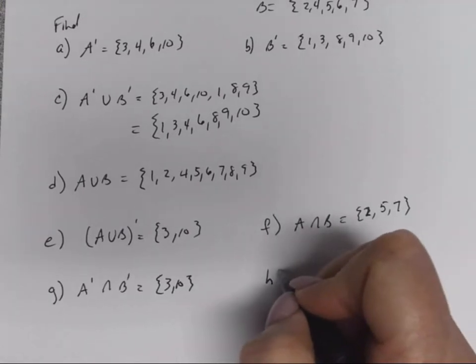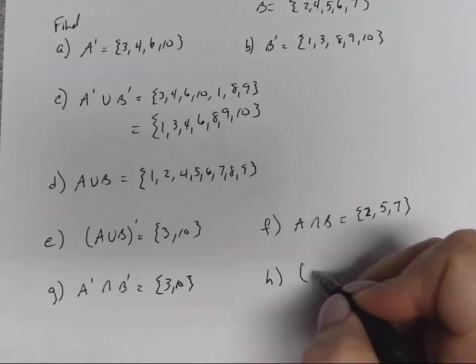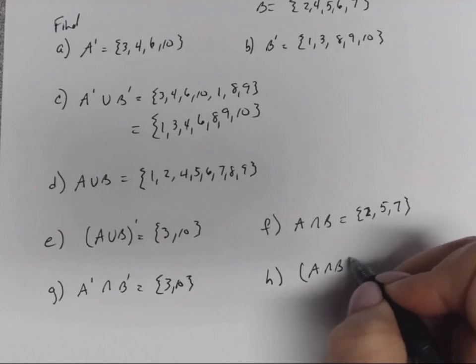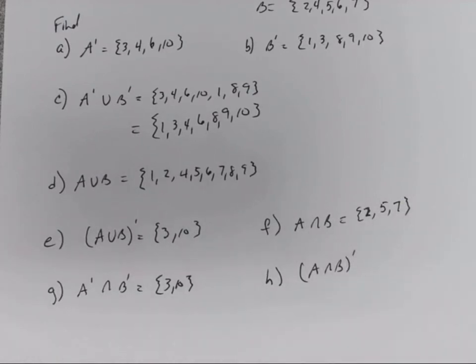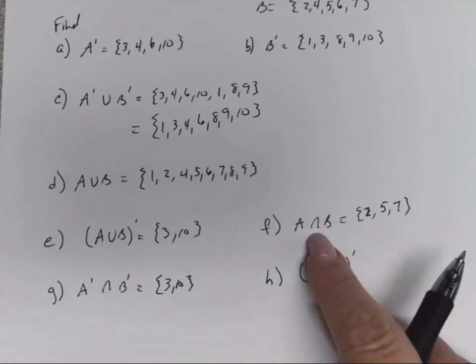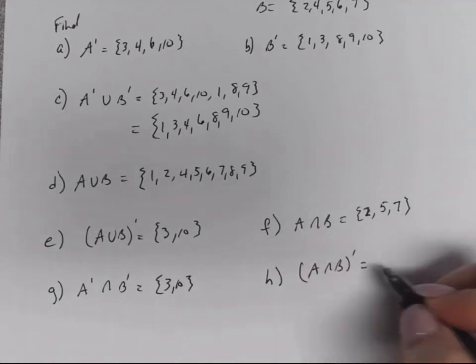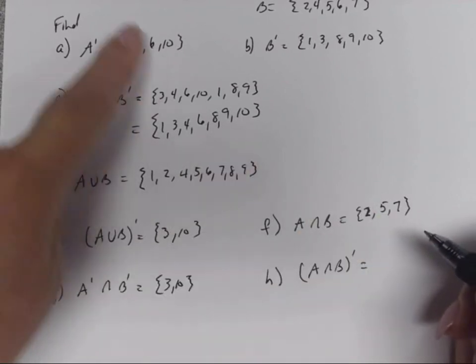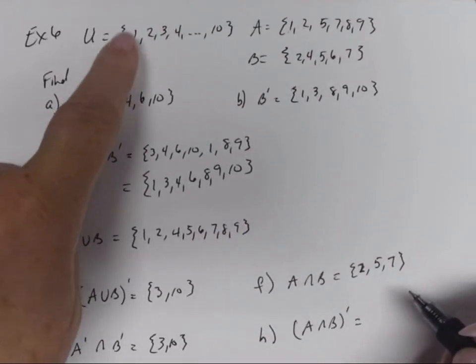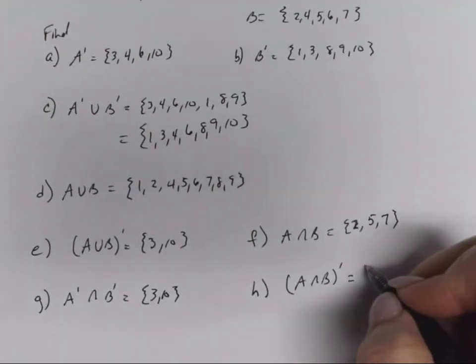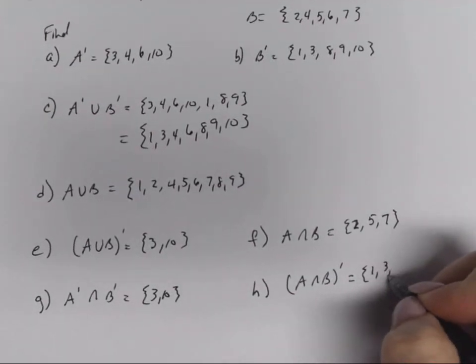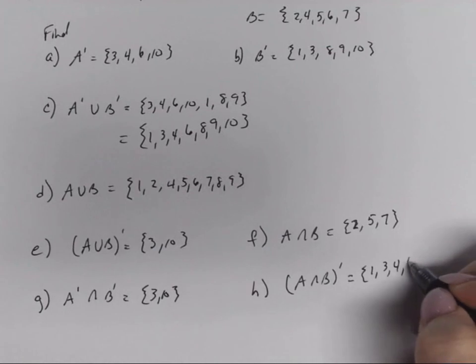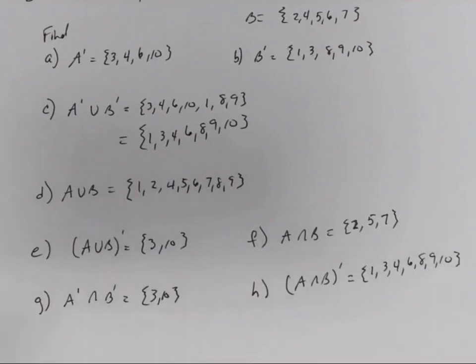For part H, we want to find A intersect B complement. Well, we have the intersection here, so let's find the complement of that. Remember, it's everything outside of this, and everything outside of it is whatever's left over from the universal set. So we would have 1, 3, 4, 6, 8, 9, and 10.